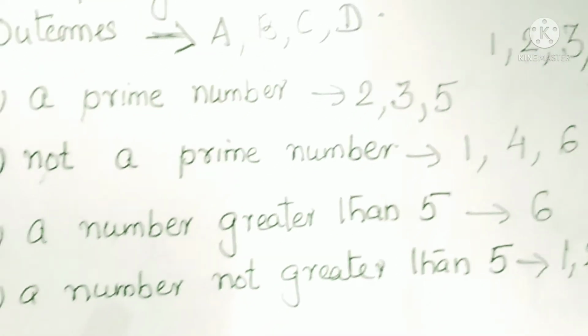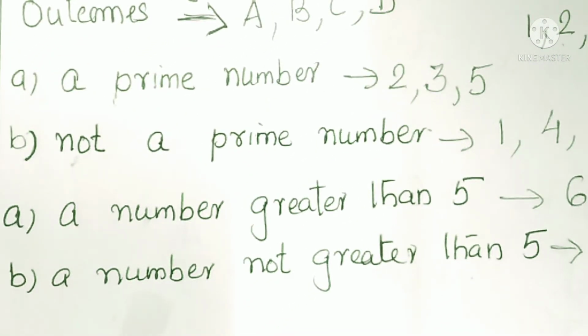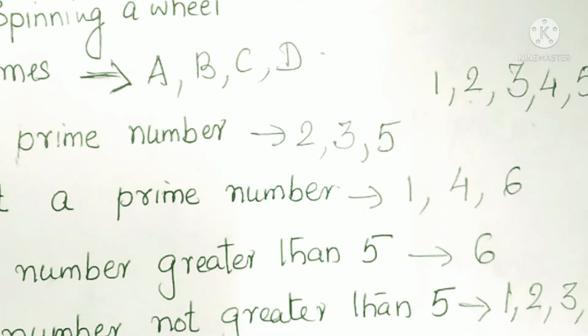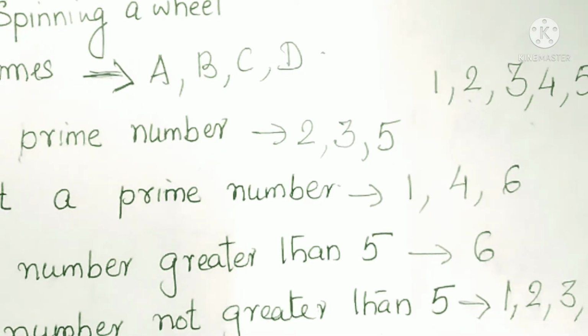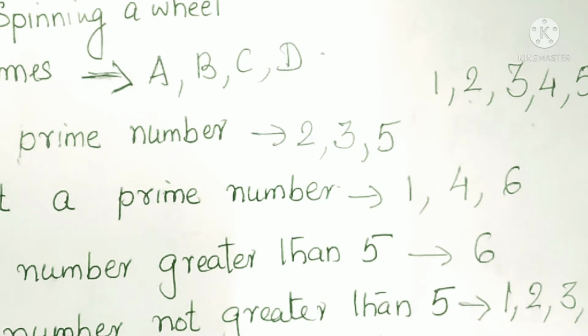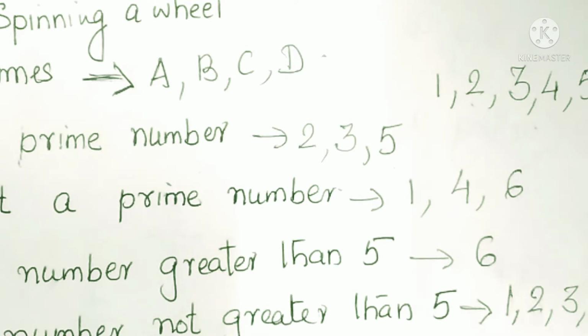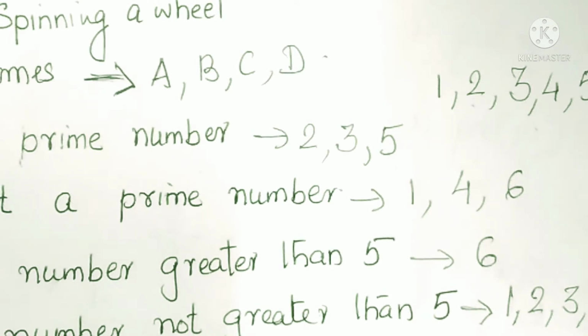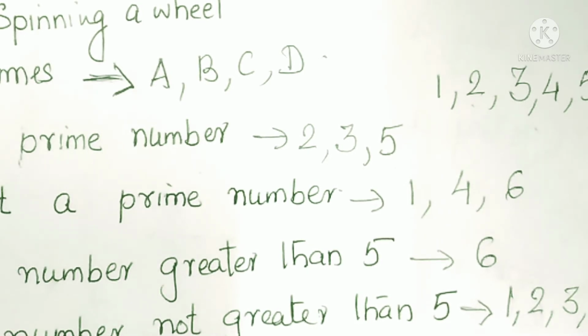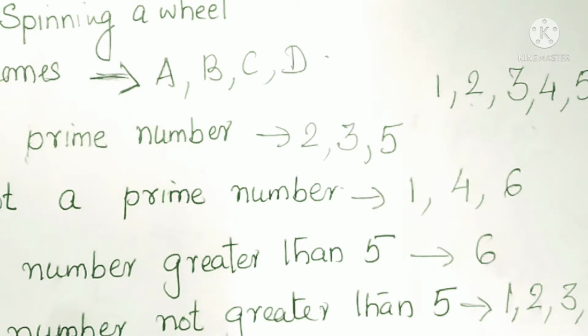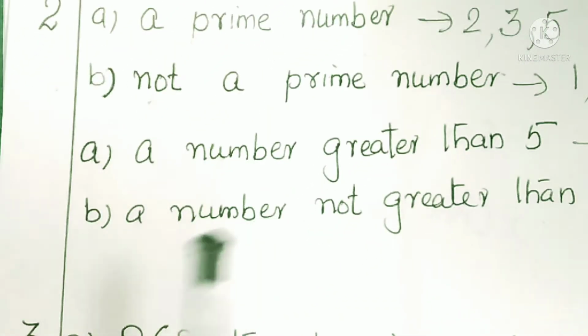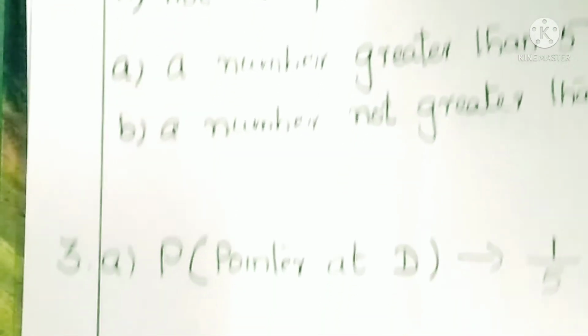In the next part, B part, the question is a number greater than 5. Out of the 6, which is greater than 5? 6. Then the next question is a number not greater than 5. That means which is not 6, or above that. Not greater than means it can be equal to 5. So 1, 2, 3, 4 and 5 are the numbers not greater than 5.